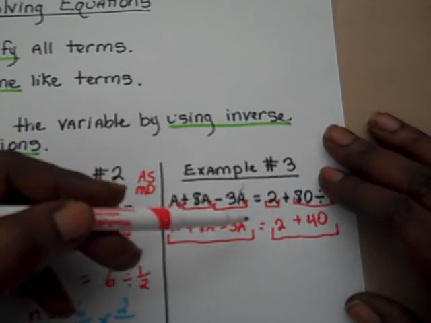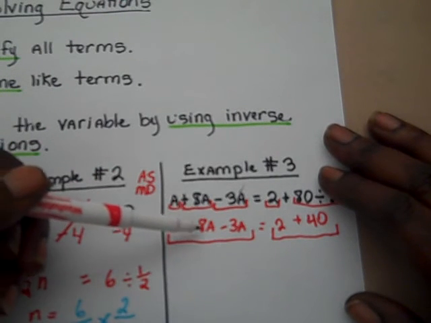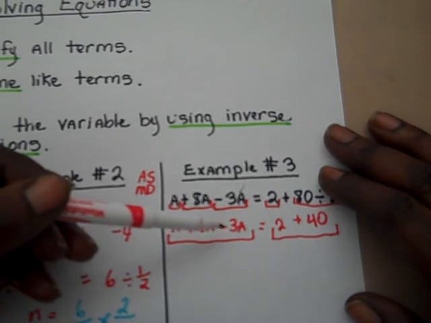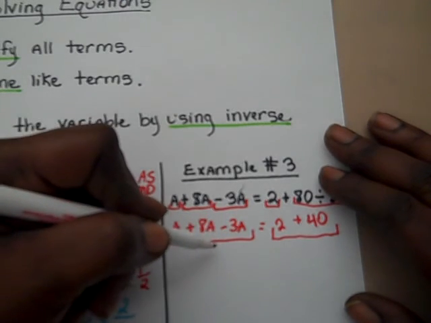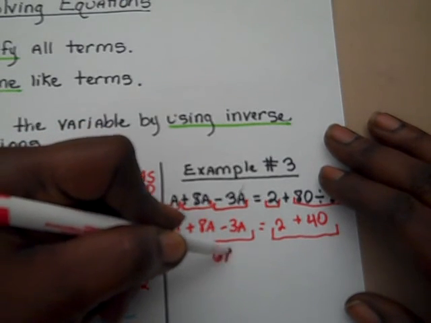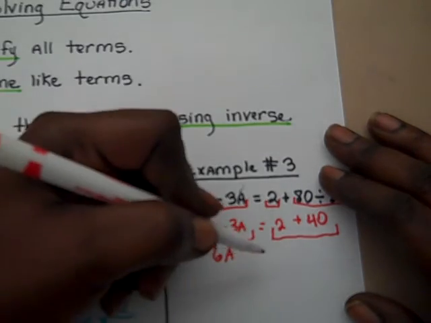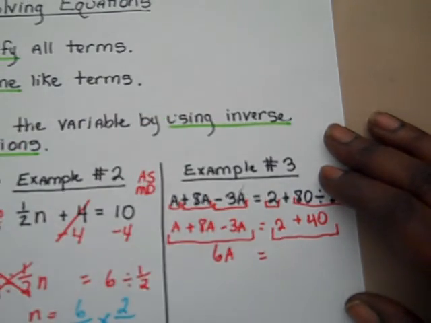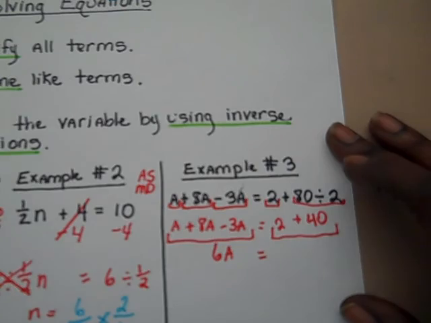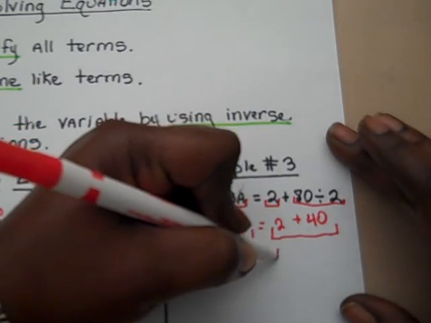So if we look on the left-hand side, we have 1a plus 8a, which is 9a, minus 3a to give me 6a. That was easy enough. On the right-hand side, we have 2 plus 40. We can combine those. Those are like terms. That's 42.